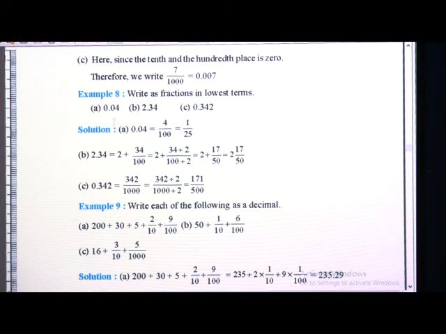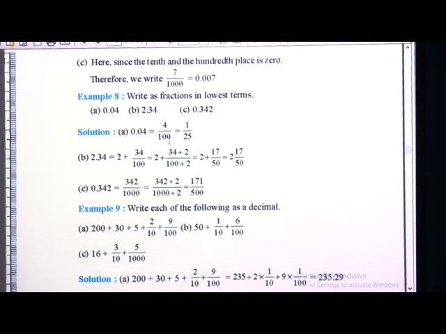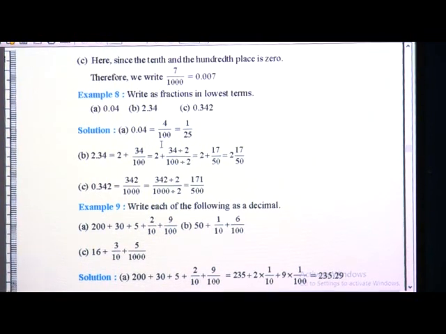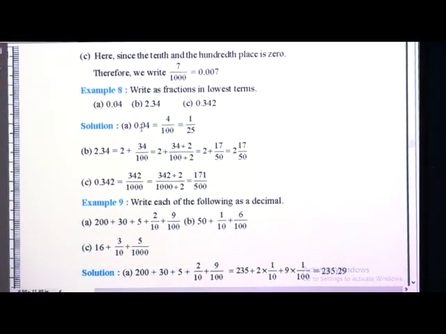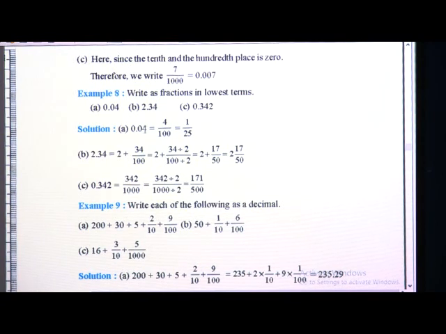Okay. 0.04. So, we can see here 0.04. So, after decimal point how many places do we have? 10th and 100th. So, when we write the number in the form of a fraction, we get the denominator as 100. Why? Because after decimal point, we have two digits, that is 0 and 4. 0 is in 10th place and 4 is in 100th place. So, we get the fraction as 4 by 100.